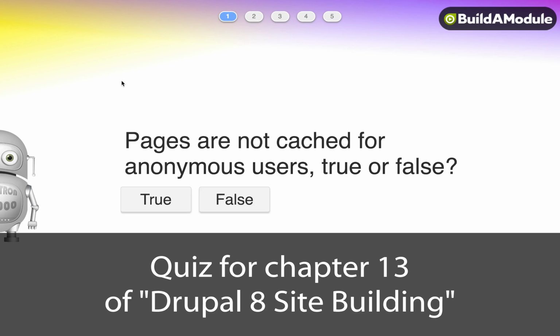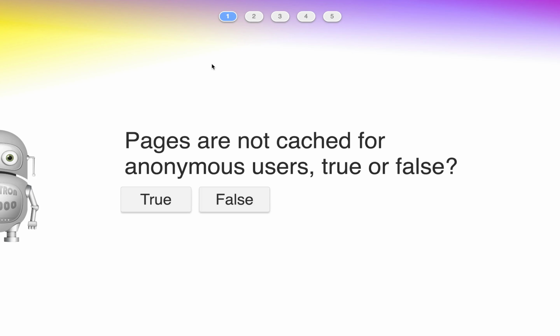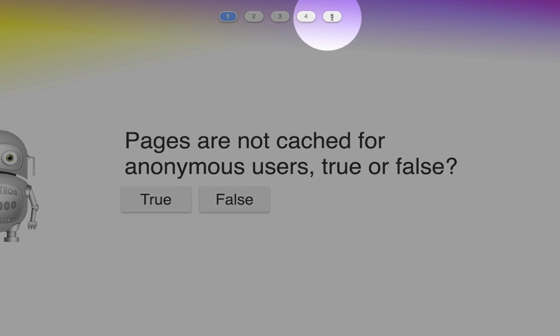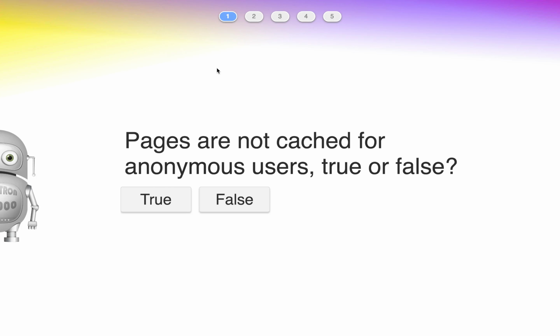Let's see what questions the Quizatron has ready for us. Quizatron 9000. So we have 5 of them, and as always, you can record your answers and check them against the solutions video at the end of the chapter. Question 1. Pages are not cached for anonymous users.